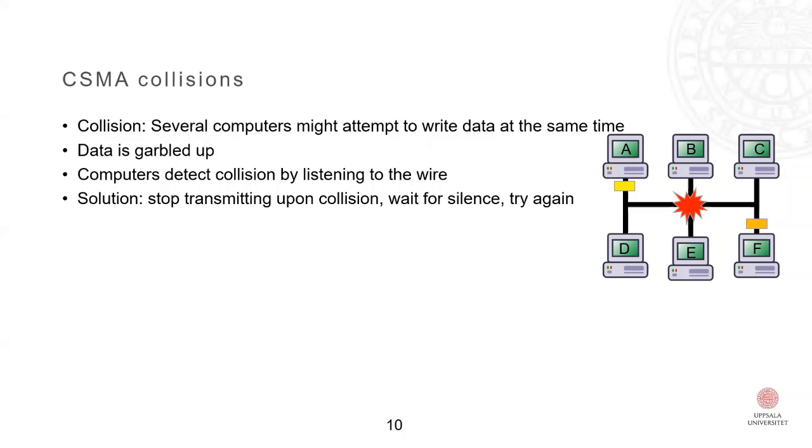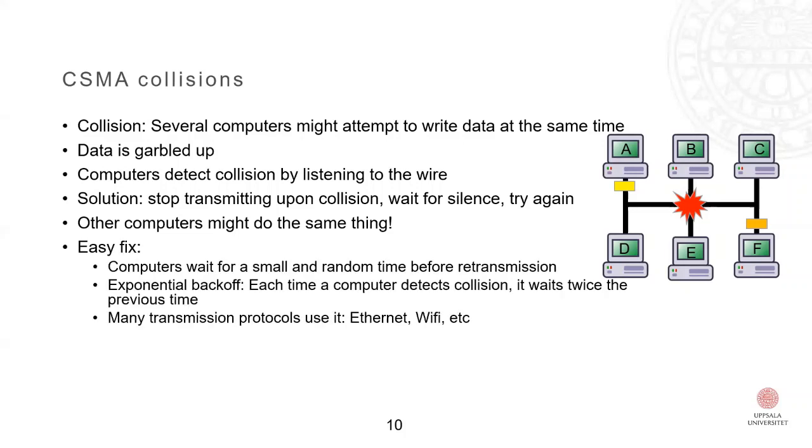The solution for this would be to stop transmitting when a collision happens and wait for silence, and then try again. But the problem is that if you stop and then start sending again, other computers might also do the same thing. So the collision will appear again and again and again.